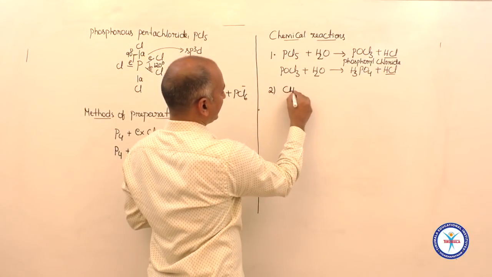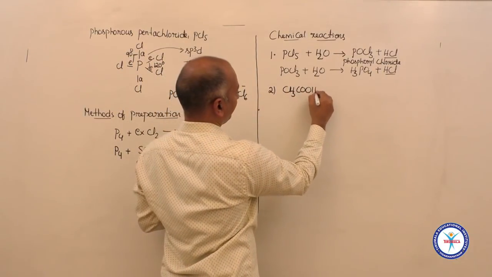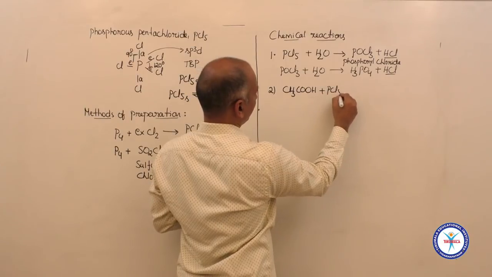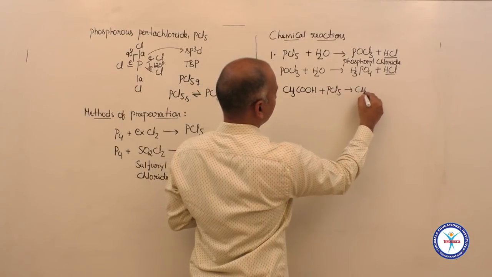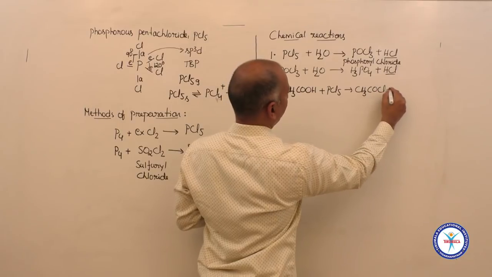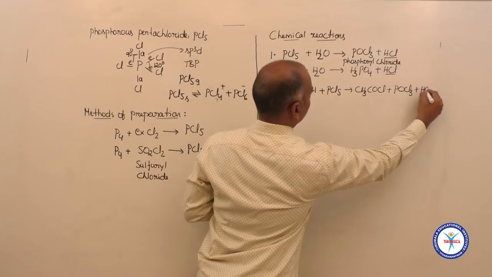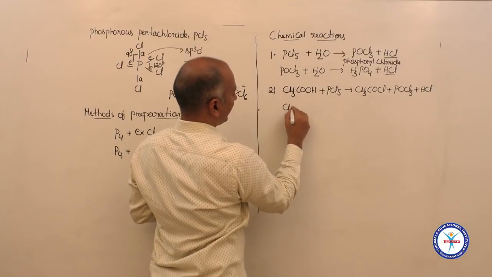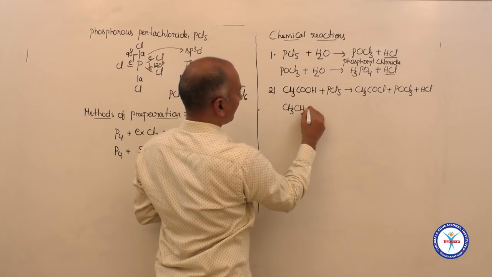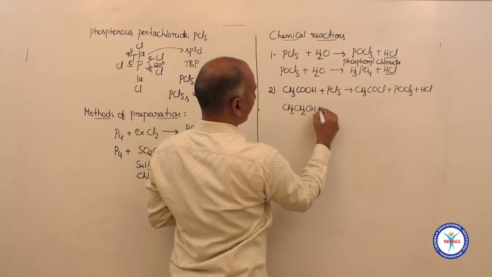So you can take CH3COOH plus PCl5. You will get CH3COCl, acetyl chloride, plus POCl3 plus HCl. You can take ethyl alcohol plus PCl5.